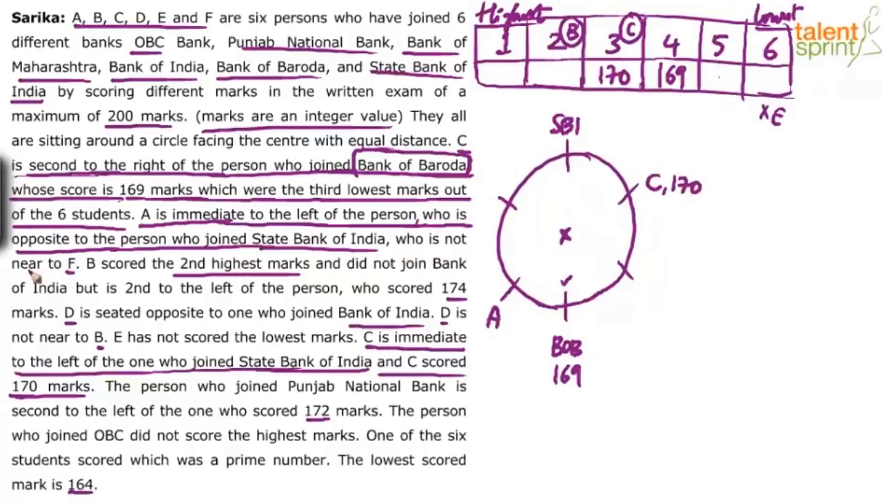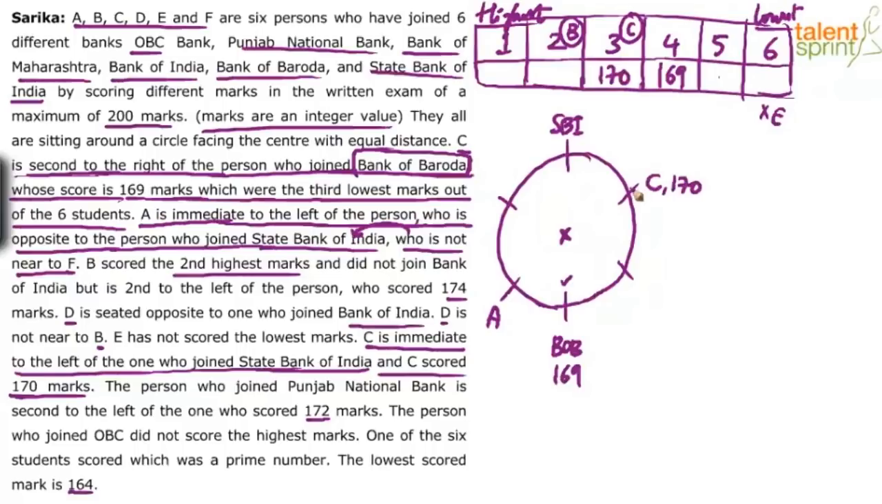Who is not near to F? Now who here refers to whom? SBI. Remember, who, whose, which, all these are for the preceding person, right? So who means the guy from SBI. The person who joined SBI is not near to F, which means F cannot be a neighbor of SBI.